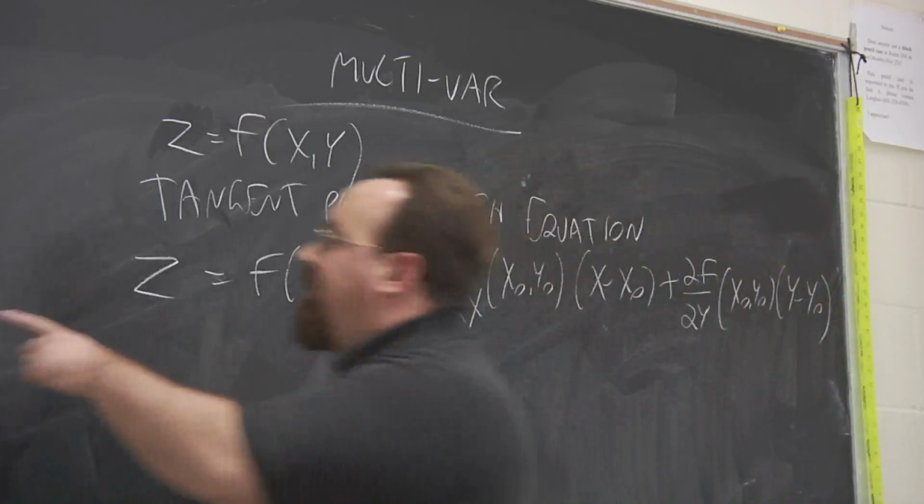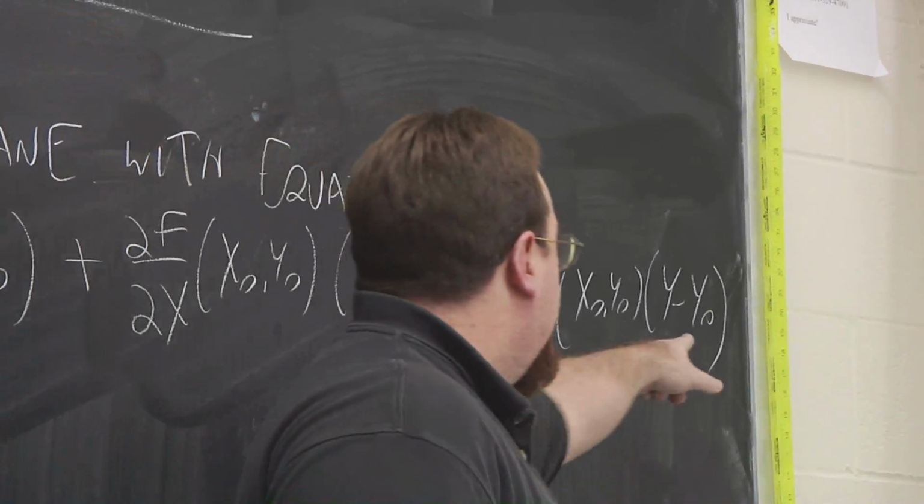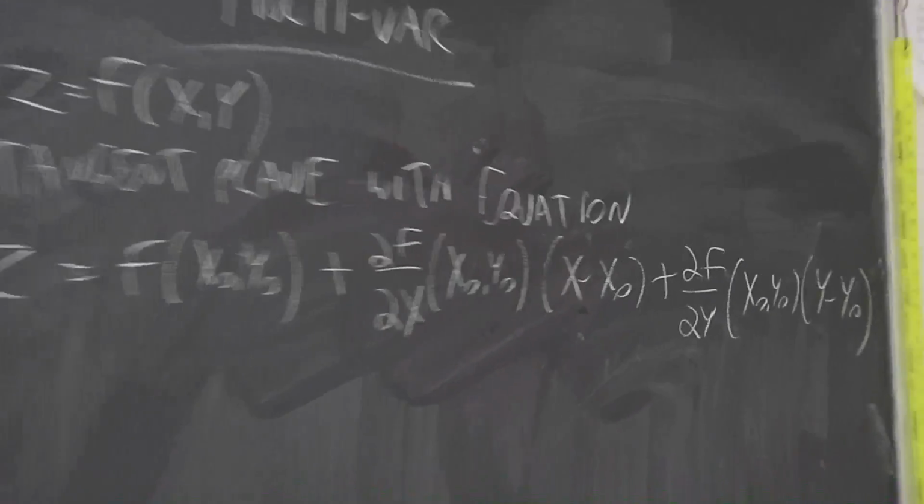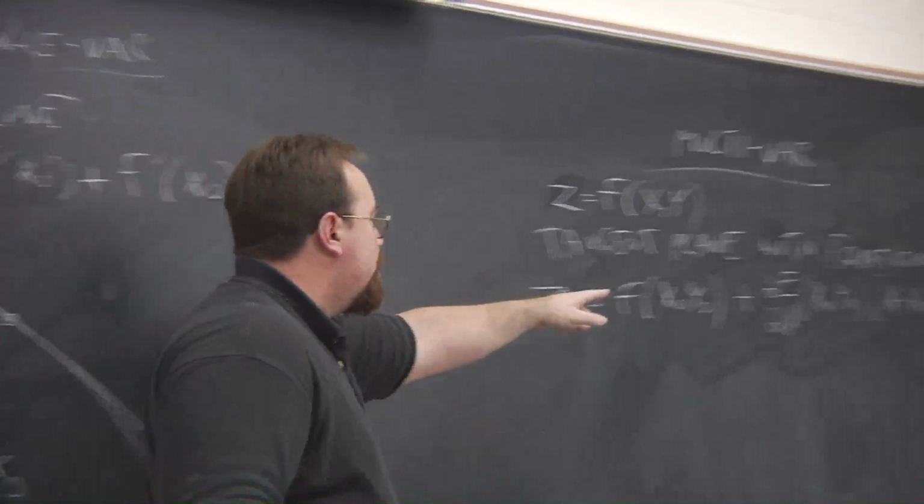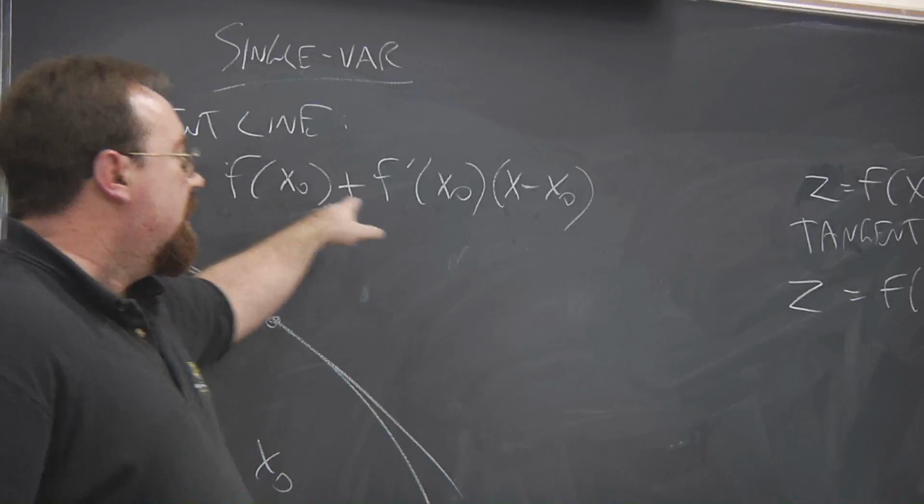So in both cases, we have a difference of coordinates here, x minus x naught here and here, y minus y naught here. We have a derivative at this point of tangency. Here we have partial derivatives evaluated at the point of tangency. We have the function value at the point of tangency in both cases.